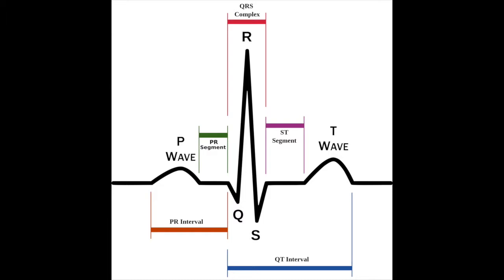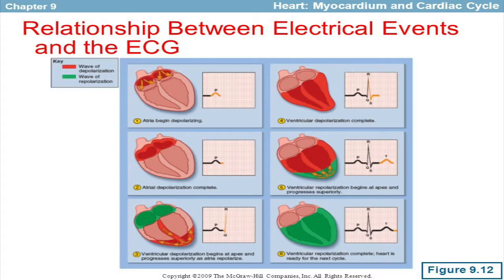This figure is a visual representation of the heart's electrical activity. The P wave, QRS complex, and T wave all represent the depolarization and repolarization phases of both the atria and the ventricles. In this figure, we can see the relationship between the electrical events of the heart and an EKG.